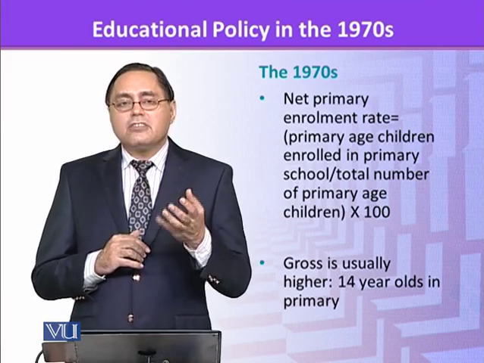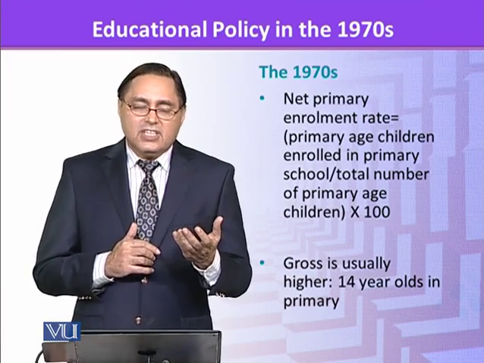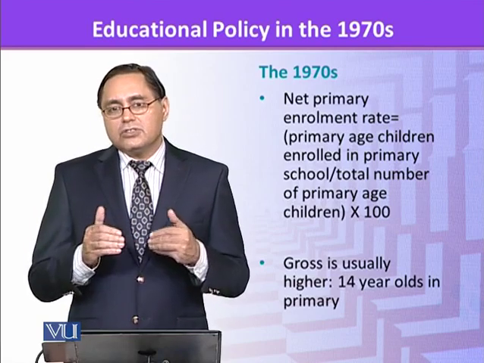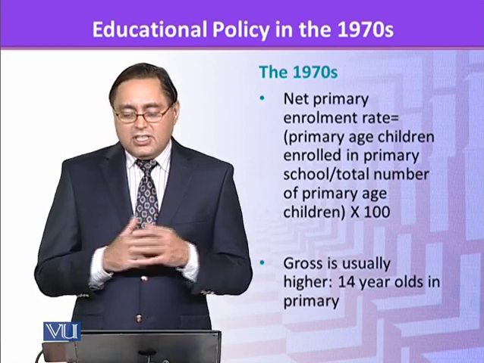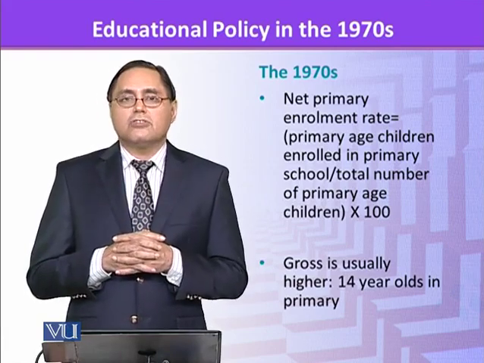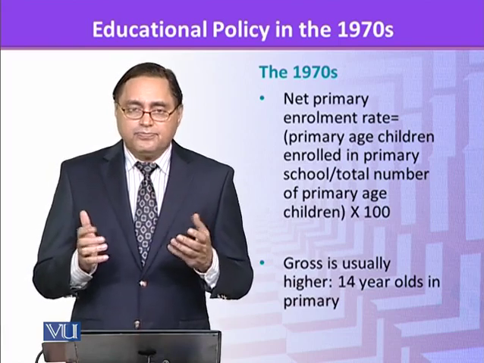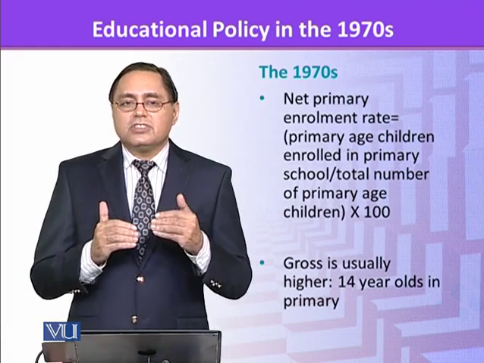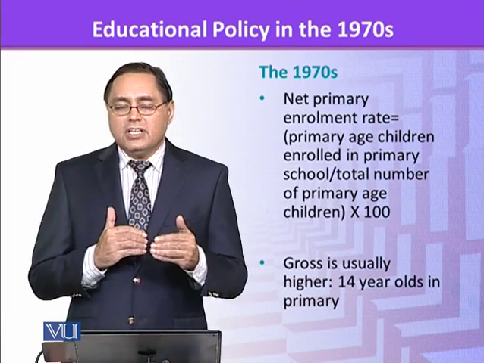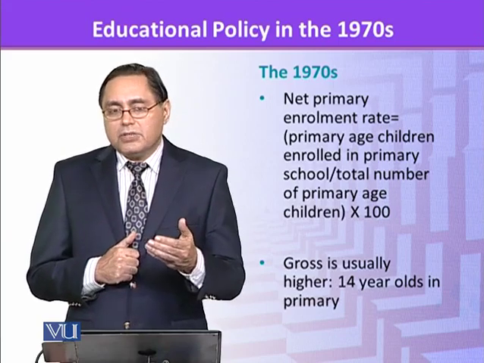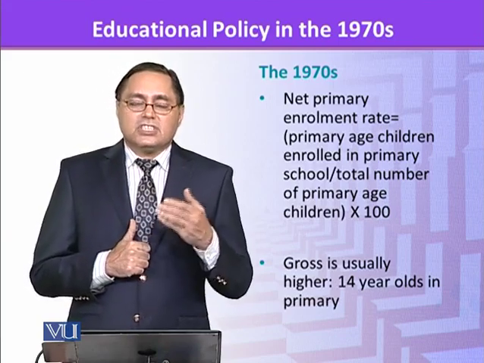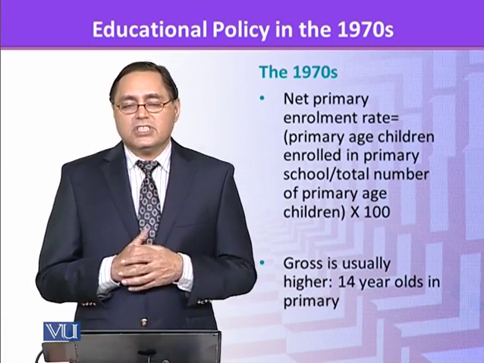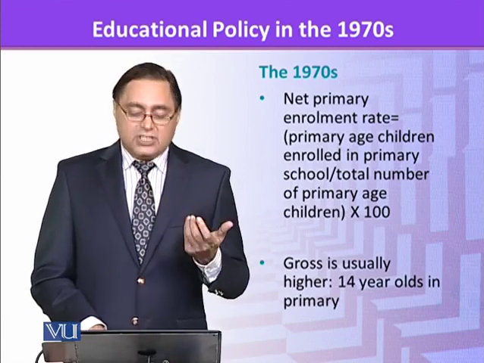So net enrollment can never be higher than 100%, and is always less than gross enrollment, because net enrollment only includes children in a specific age group, while gross enrollment includes other children too. In net primary enrollment, only children from 5 to 10 years of age will be included. But in gross primary enrollment, even a child who is in primary school but is 13 or 14 or 15 years of age will also be included. So it can be more than 100%.